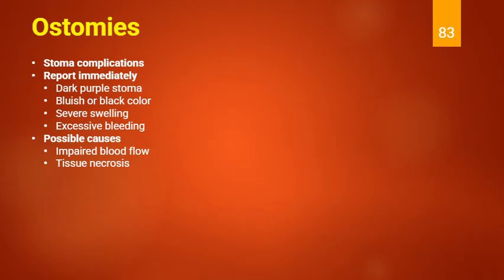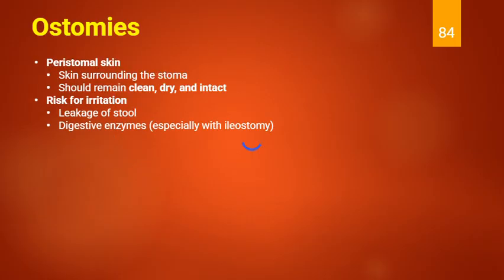Certain changes in the stoma require immediate medical attention. If the stoma appears dark purple, bluish, or black, this may indicate impaired blood flow or tissue necrosis. These findings may represent a surgical emergency and must be reported right away. Nurses should also monitor for excessive bleeding or severe swelling, which may indicate complications with the stoma or surrounding tissues.